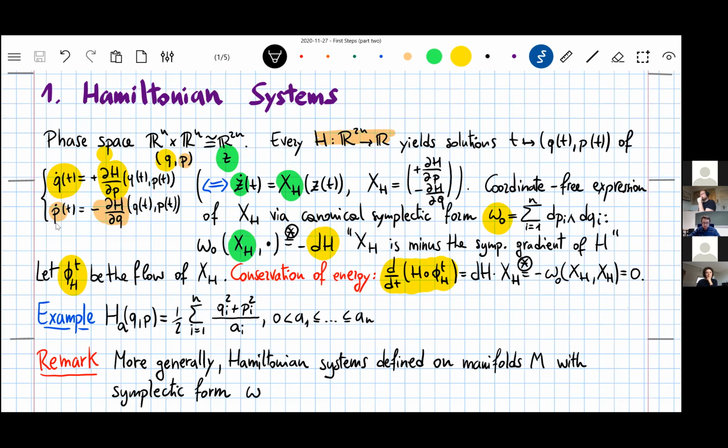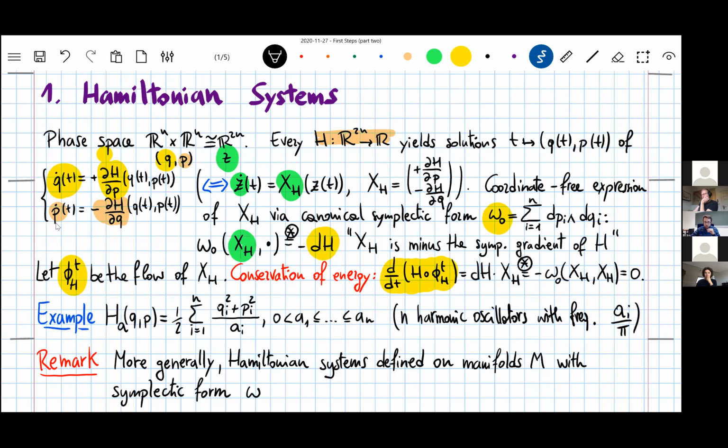Like the classical examples are Hamiltonians which are kinetic energy plus potential. Here I brought one particular example, which is the harmonic oscillator. So this you can think of as n harmonic oscillators, which are uncoupled oscillators and have frequencies a_i over pi.